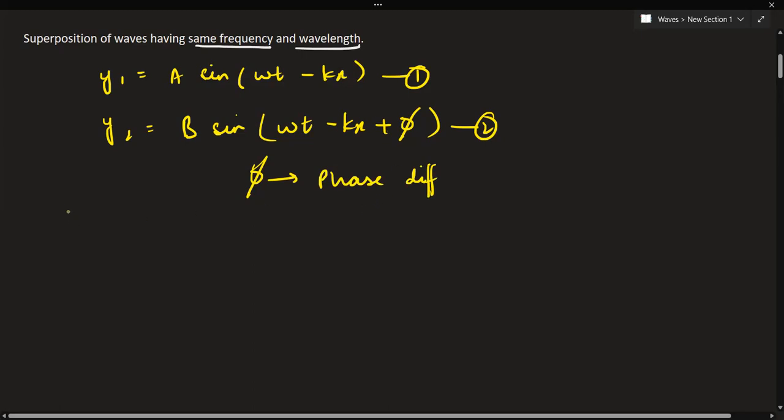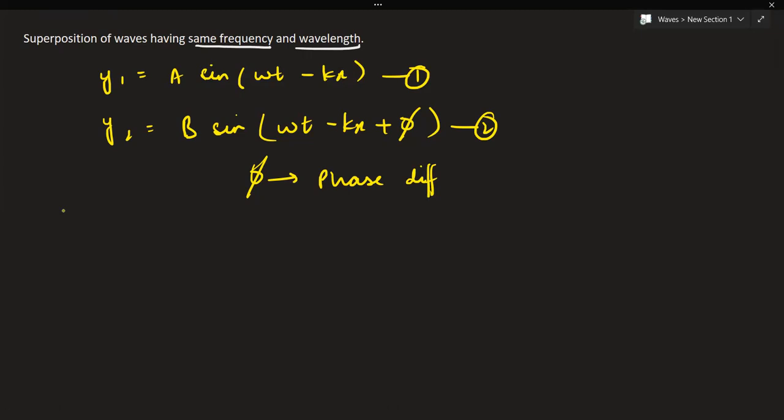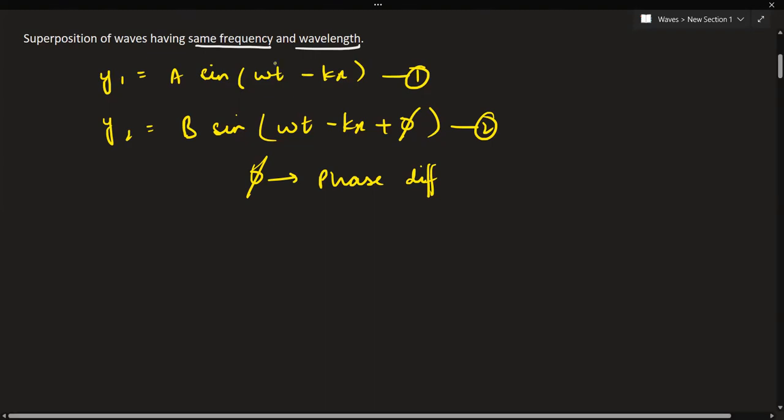All right. Now see, according to interference, superposition of waves will result because these have the same frequency and the same wavelength. What is changed? Amplitude is changed. Amplitude is not the requirement for interference to occur. What is the requirement? That the frequency should be the same and the wavelength should be the same. You can see I have not written omega prime t or k dash x or something like that.